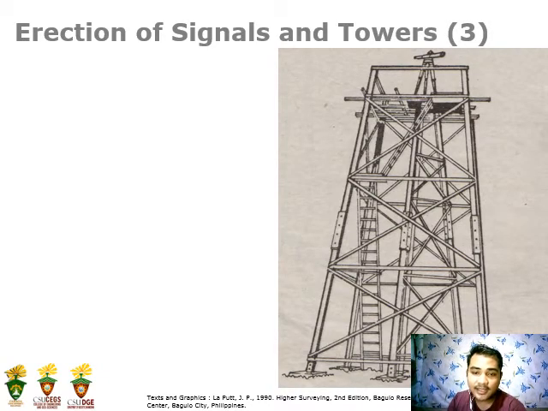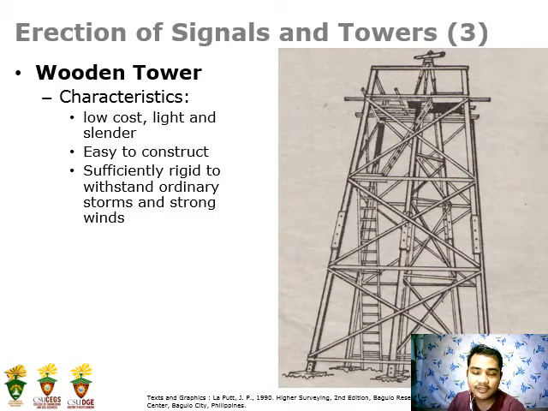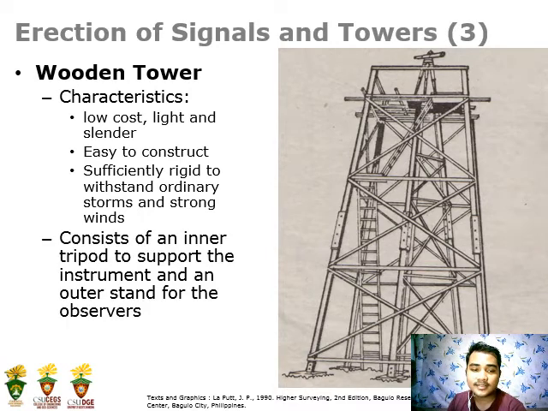So this again is an example of the types of signals and towers I mentioned. First is the wooden tower. The characteristic of the wooden tower is that it is low cost, so it is cheaper compared to other materials. It is light and slender, easy to construct, and sufficiently rigid to withstand ordinary storms and strong winds.